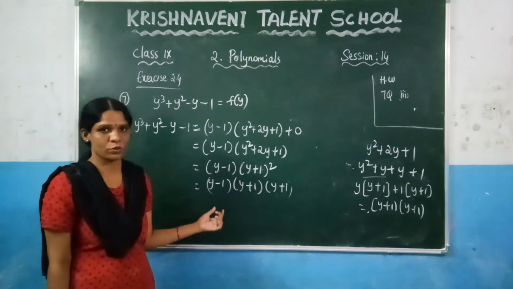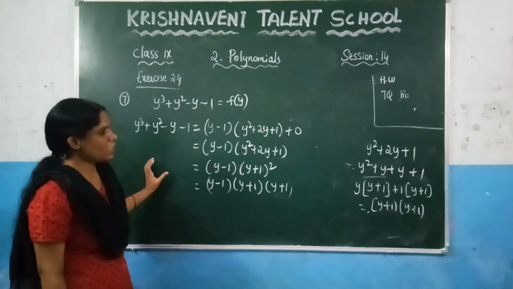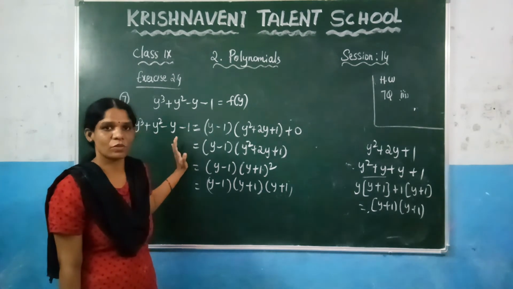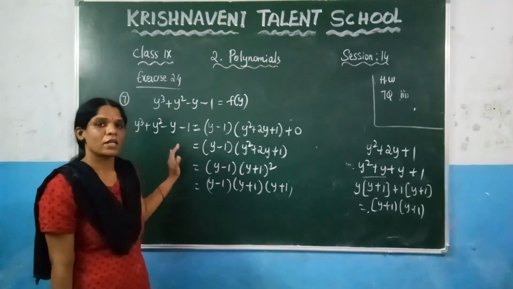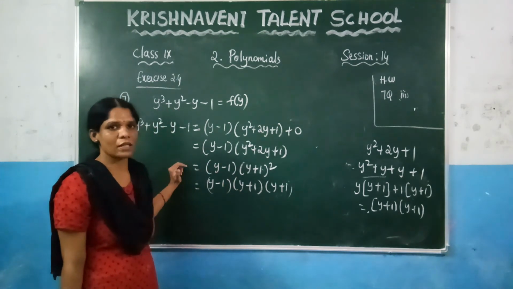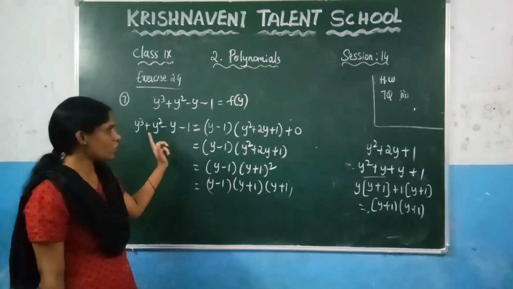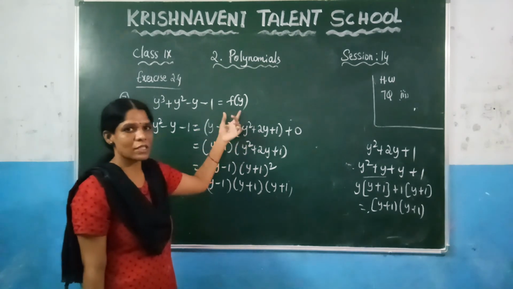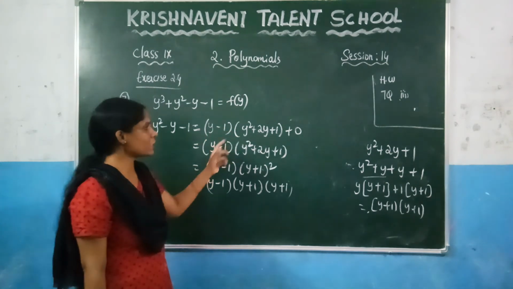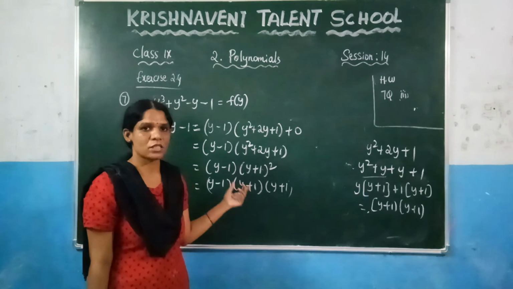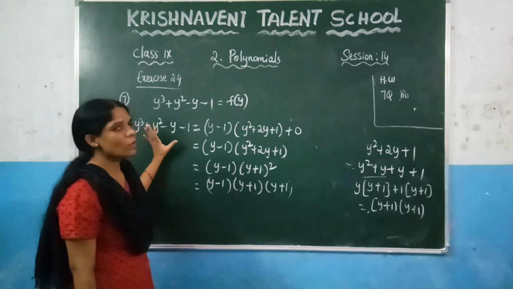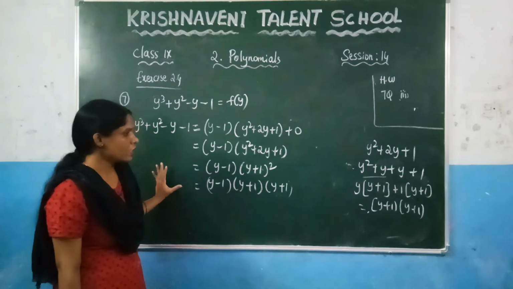For that, what we need to do: first you need to check, in place of y or x, or in place of the variable, you need to keep one value such that you get the result as 0. If you are getting the result as 0, by the factor theorem you will get one factor, right? And by using that factor, if you divide the given polynomial, you will get some quotient which is in the form of a quadratic polynomial. After that, you can take that quadratic polynomial and split it by using the splitting method, so that you can write the given polynomial as a product of three linear polynomials.